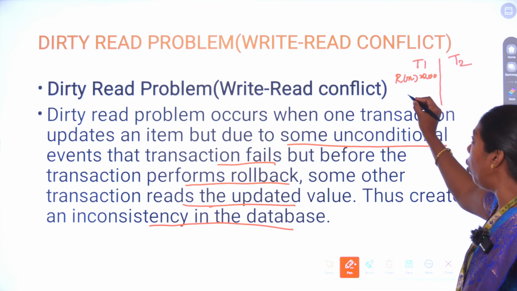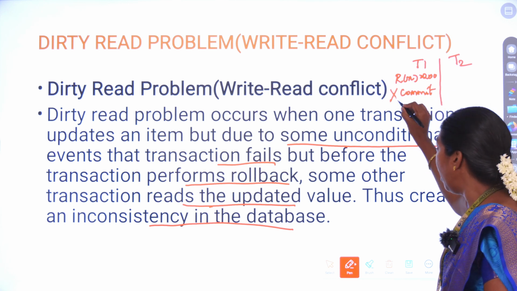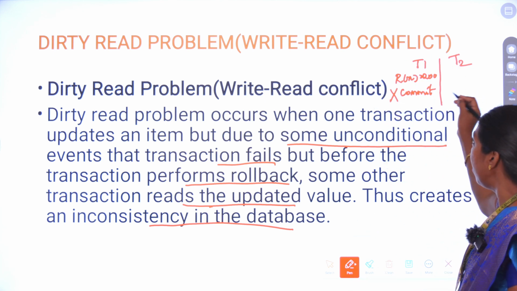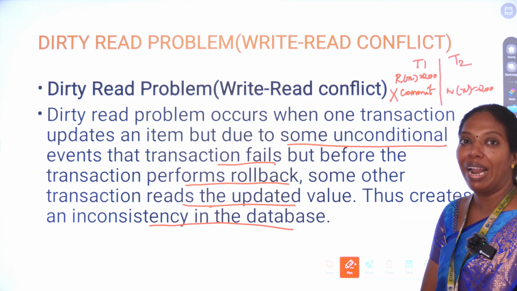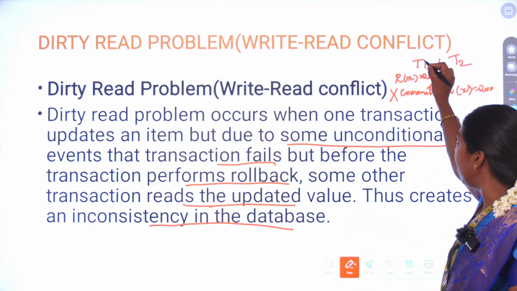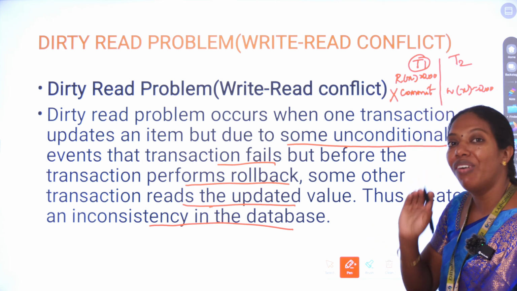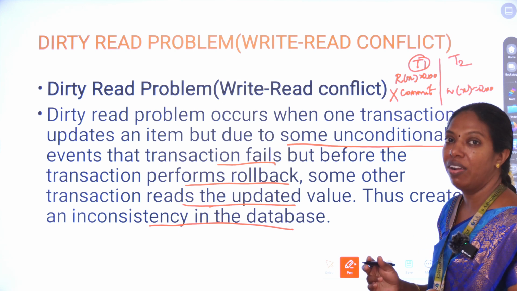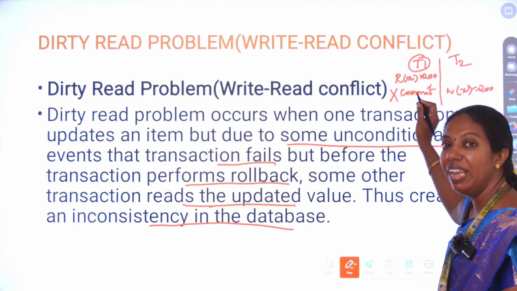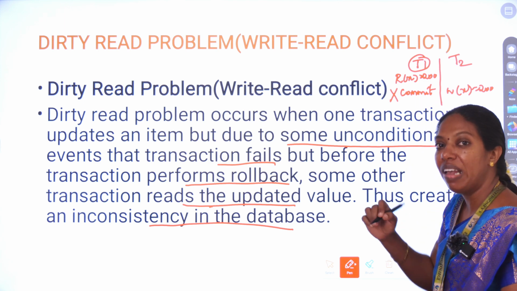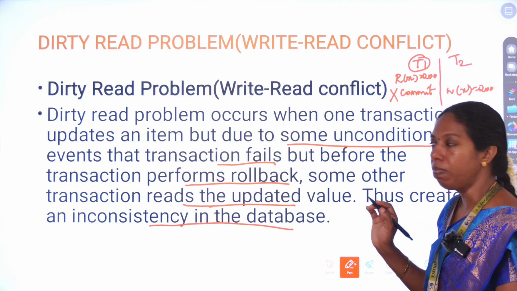Before T1 performs the commit, transaction T2 reads the 200 as its original value, but transaction 1 has not given the commit that this is its final value. So before the value is finalized, transaction T2 reads the value as 200 and updates it in its database as 200. So this will give a conflict called read-write conflict.